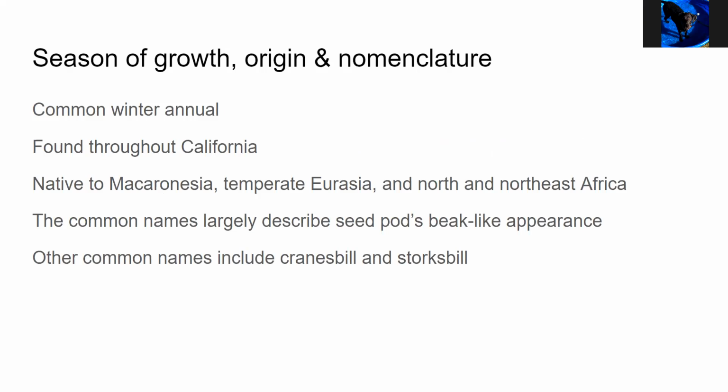It is a common winter annual. It is found throughout California, native to Micronesia, temperate Eurasia, and North and Northeast Africa. The common names largely describe the seed pods' beak-like appearance. Other common names include cranesbill and storksbill. Cool.